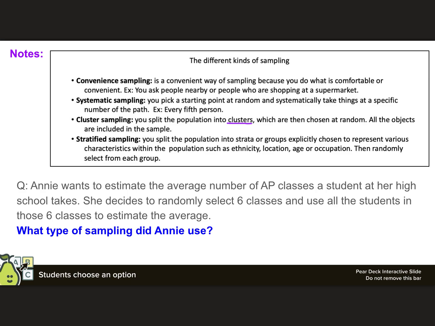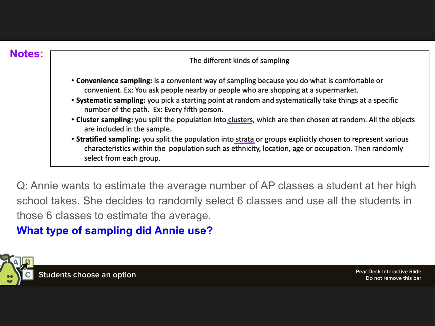The next one is called stratified. You're also going to split the population into groups. This time they're called strata. The strata will be based on some characteristic. Maybe you want to make sure that you have an even number of males and females in your sample, so you'll split people into either male or female strata.